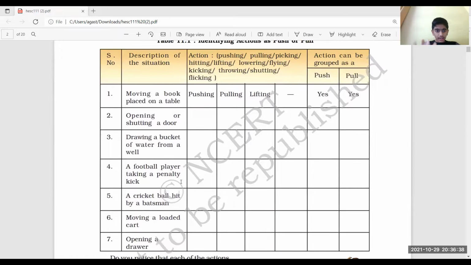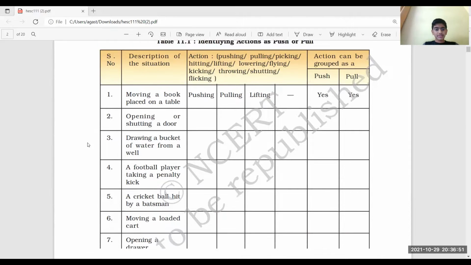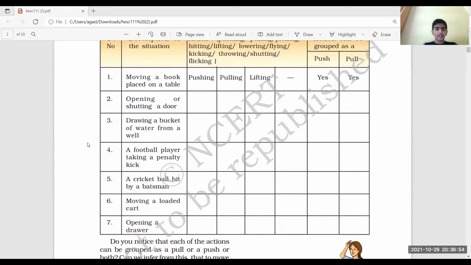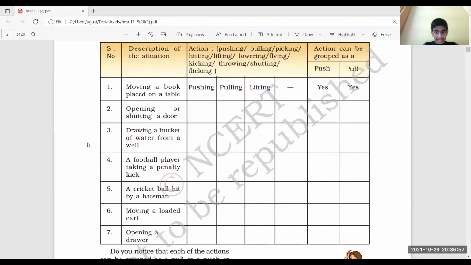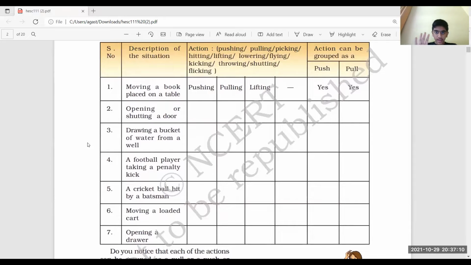Now, drawing a bucket of water from a well, that is, you're pulling. You're pulling or lifting it with the rope or picking it up. And a football player taking a penalty kick, of course, kicking would come in this, or hitting the ball. In cricket you use hitting, but in football you use kicking. Moving a loaded cart, we have to push. Opening a drawer is also pull.